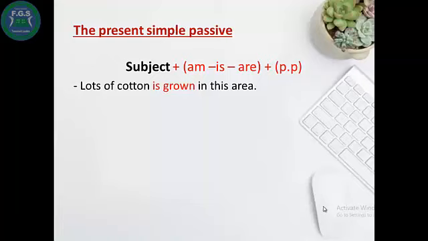Here I start with the cotton. Lots of cotton. It was the object in the last sentence. We use it as a subject. We use the object as a subject in the passive. Black honey is made from sugar. We use is with the singular.